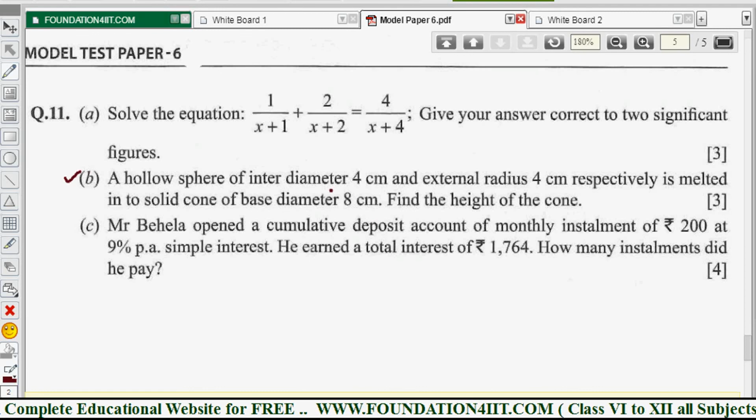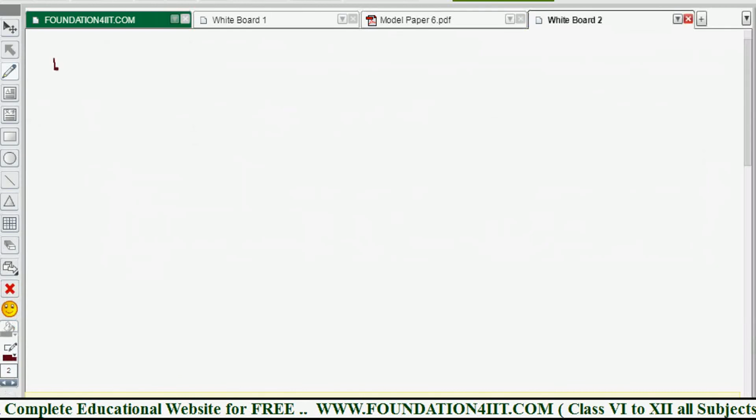Second is from mensuration. A hollow sphere of internal diameter 4 cm and external radius 4 cm respectively is melted into a solid cone of base diameter 8. Find the height of the cone. So that means the volumes of the hollow sphere and the solid cone are the same. So let us find the volume for both. First, the hollow sphere.